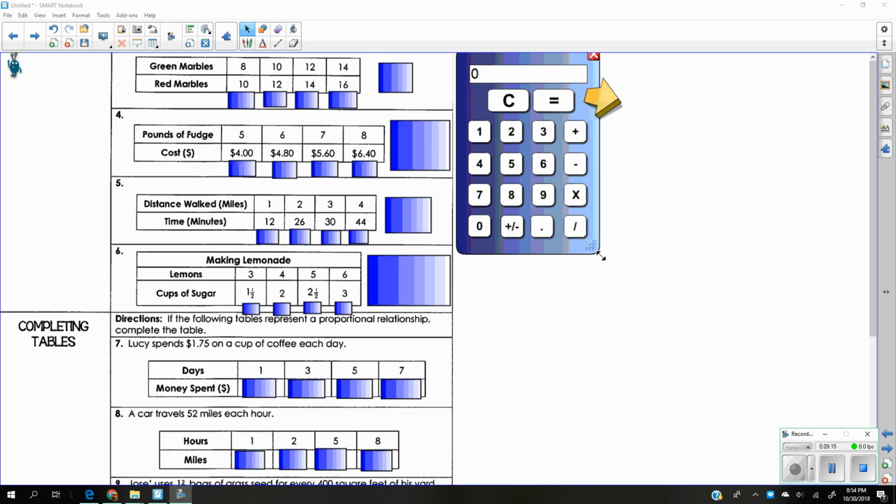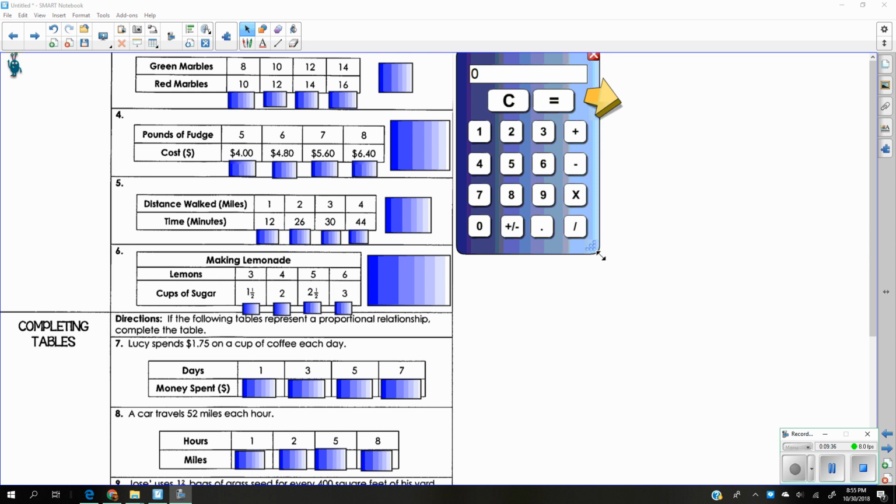All right, so I'd like for you to try numbers 3, 4, 5, and 6 on your own. Actually, you know what? I'll do number 3 with you. That way you have one on the back of your paper, because this is on the back of your paper, so that way you have an example to look at.